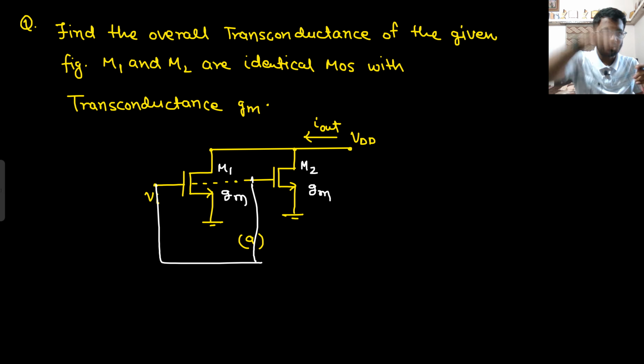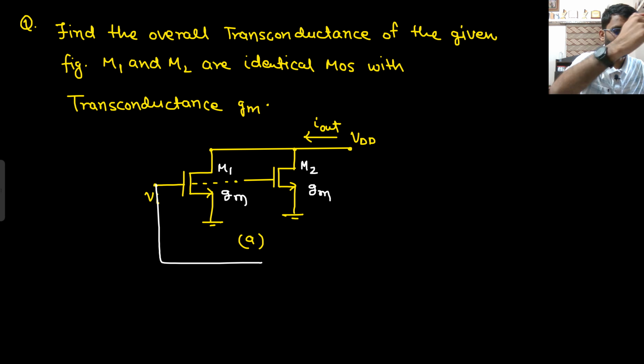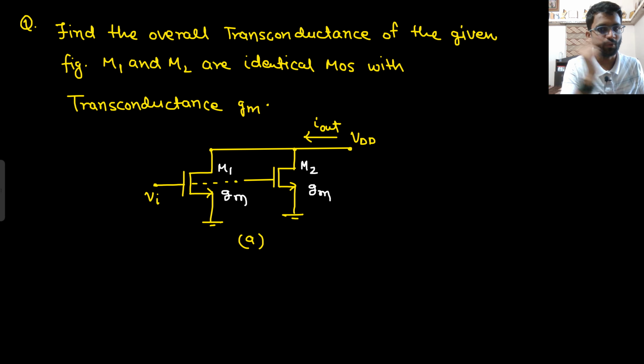If they had shown it like this, then you could have simply understood, okay, Vin is going into this transistor as well, Vin is there at M1 as well, Vin will be going to M2 as well. But they can show it by a dot as well. If they are showing it by a dot, what does that mean? That both of the transistors have Vin voltage at the gate.